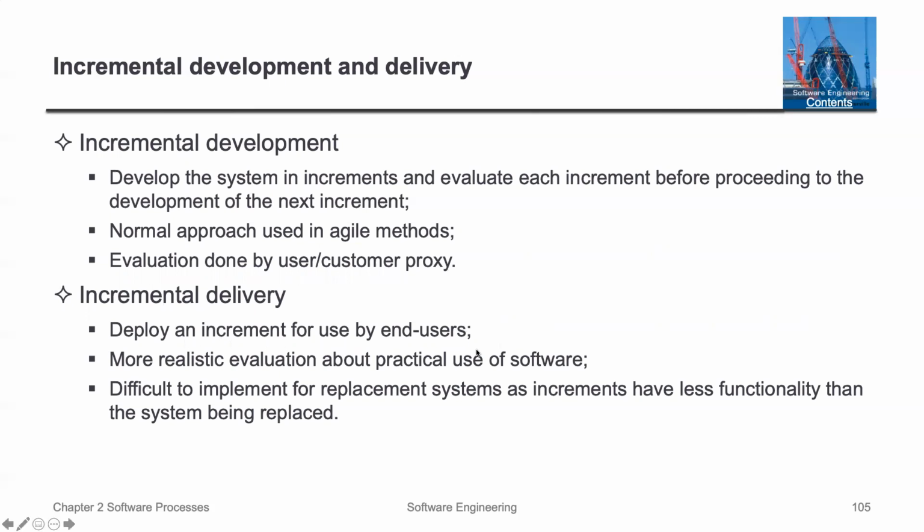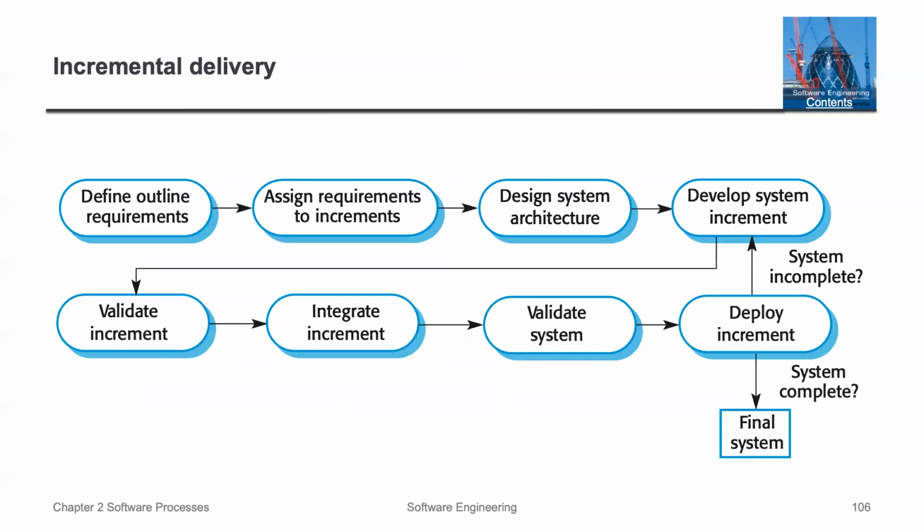So we deploy an increment for use by the end user and have them get a chance to figure out, well, how does this work for them? It's a more realistic evaluation for the practical use of the software. And it's difficult to implement for replacement systems, as increments usually have less functionality than the system being replaced. So you might have to have a ghost system where they can get a sneak peek of what that would look like, and they can comment to see if that's something that's of use for them.